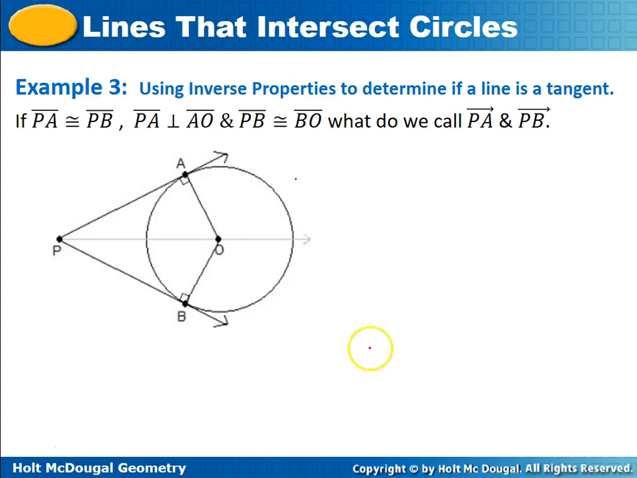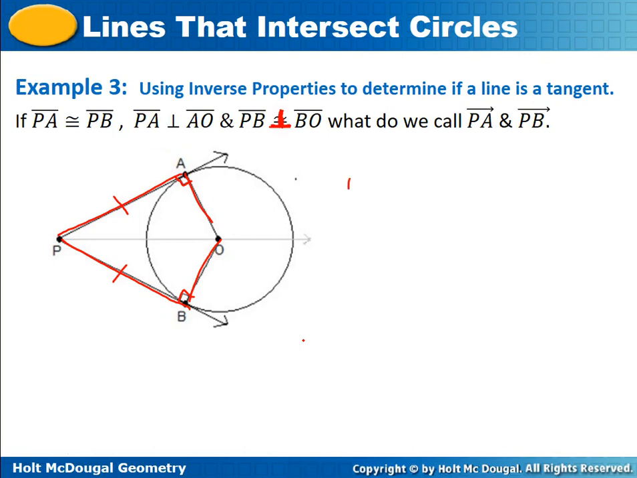So this next problem, first of all, I want to go ahead and correct this for you. This should be a perpendicular symbol right here in this problem. So it says if PA is congruent to PB, that means these two are congruent, and PA is perpendicular to AO, that means that this and this form a right angle, and PB, this down here, and BO form a right angle, then what can we say about PA and PB?